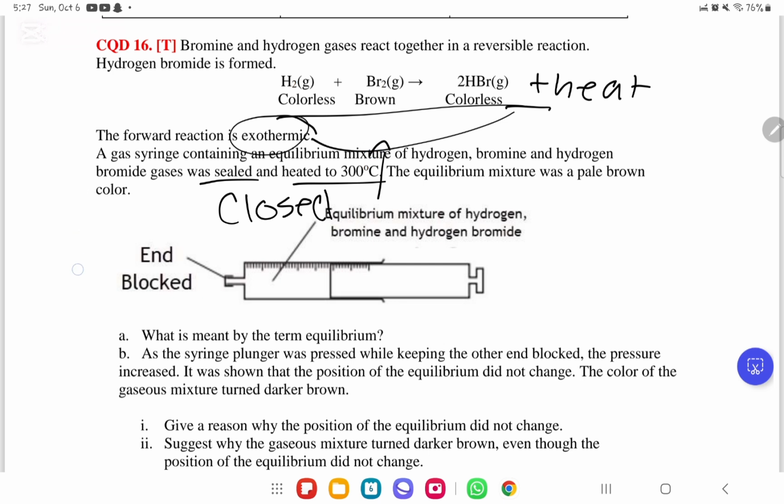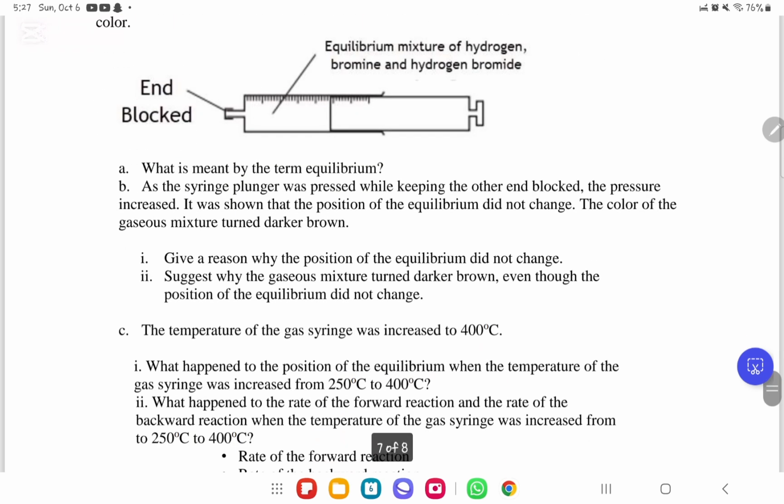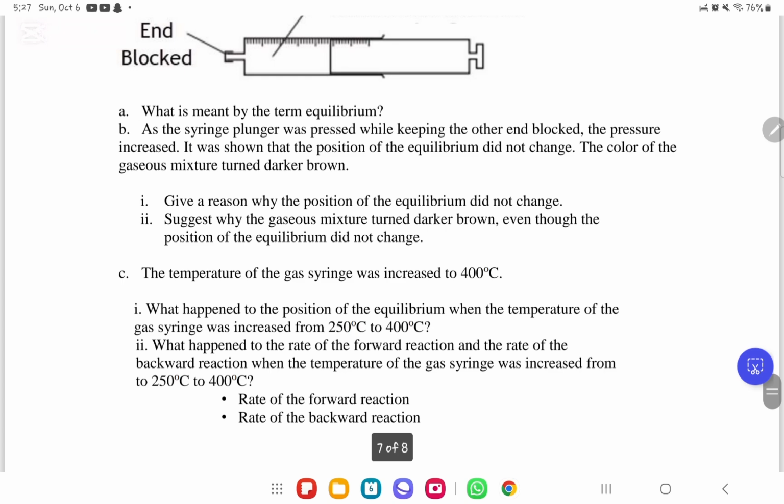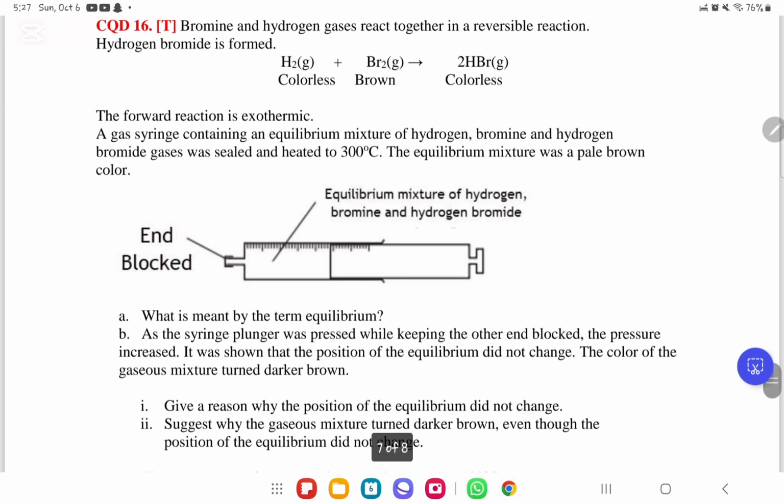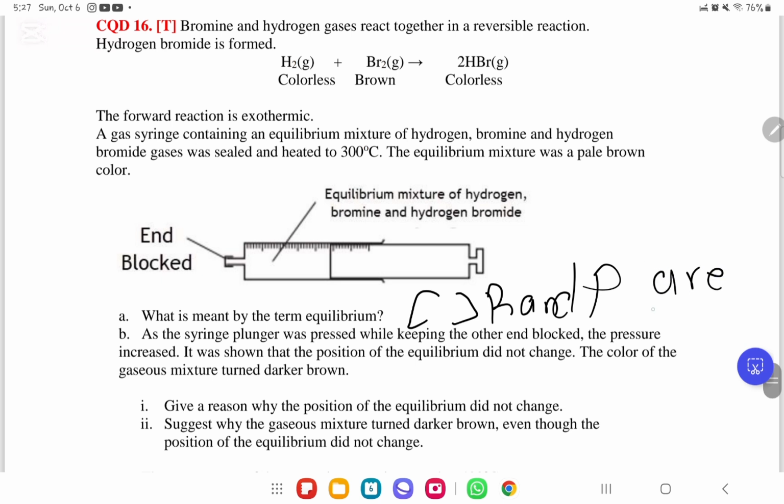The equilibrium mixture was a pale brown color. Now, because we increased the heat, we are increasing the heat of the exothermic reaction. So we will see in part C what will happen if we increase the temperature of the syringe. So now, what is meant by equilibrium? Equilibrium means that the concentrations of reactants and products are constant and the forward reaction rate is equal to the backward reaction rate. This is meant by the term equilibrium.